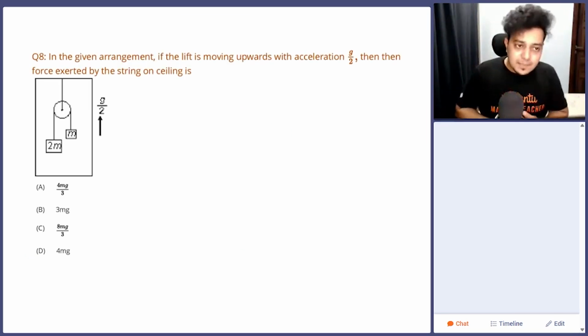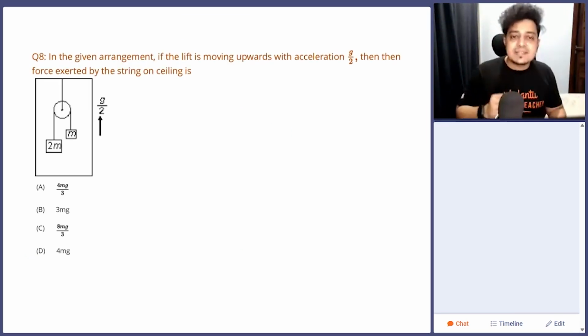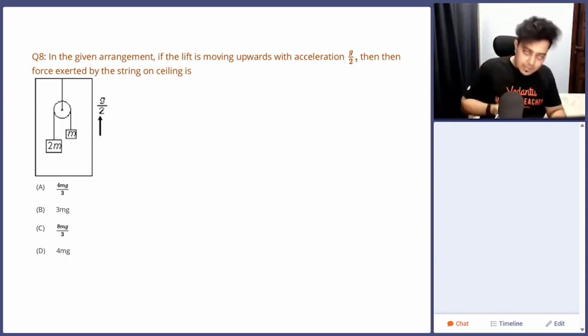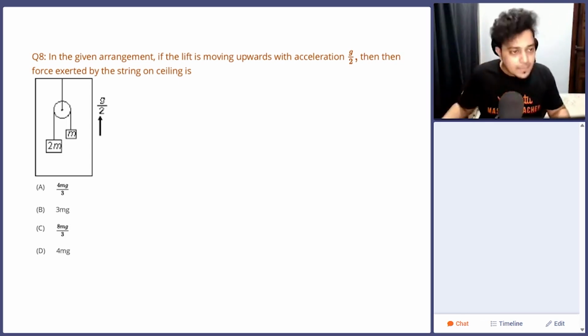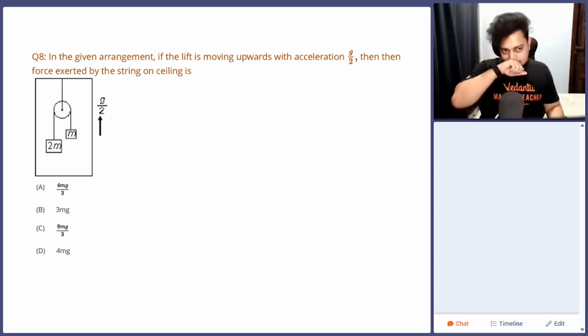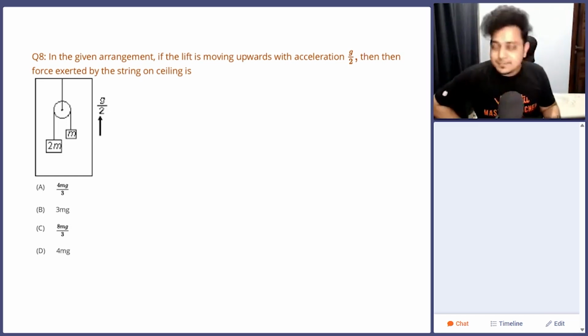In the given experiment, if the lift is moving upwards with an acceleration of g by 2, then what will be the force exerted by the string on the ceiling? So this force we have to calculate. Force exerted by the string on the ceiling will be.